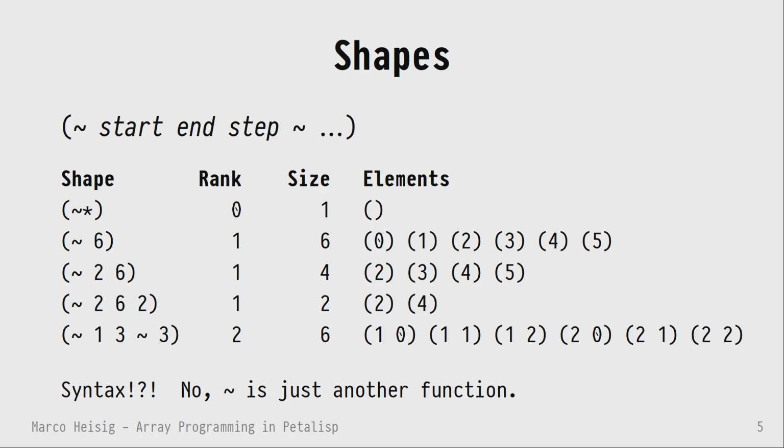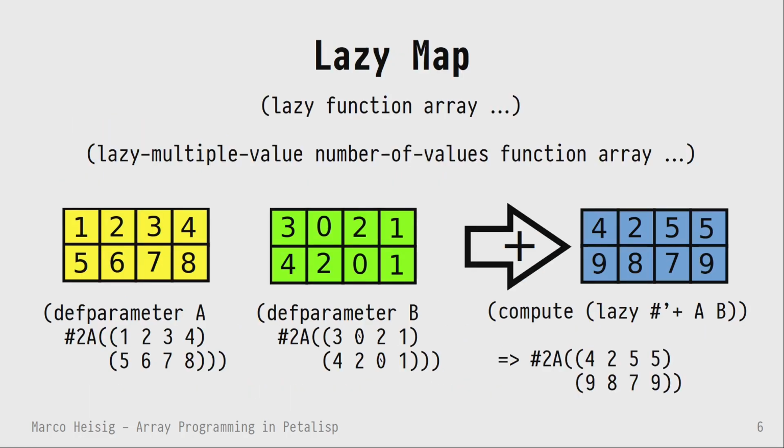You can have a shape of rank 0, and then you can have start and end, and you can have start, end, and the step size. On the right, you see the indices. Every index in Petalisp is a list of integers. And a lazy array is just a function that maps each element of a shape to some way to compute those elements. And there are 3 core operators for how you can operate on data.